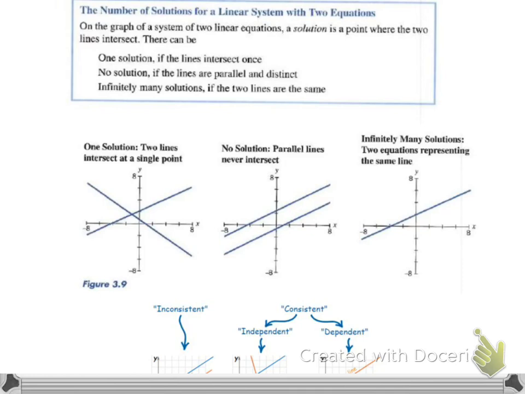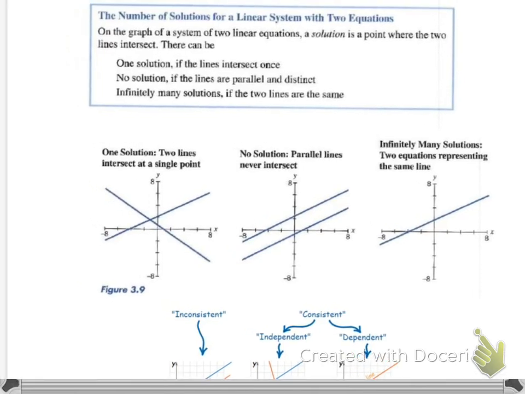Okay, this is a rather important slide because we talk about the number of solutions for a linear system with two equations. So you can have one solution. So that means you have an x and you have a y. That is one solution. You have no solutions if the lines are parallel and distinct.